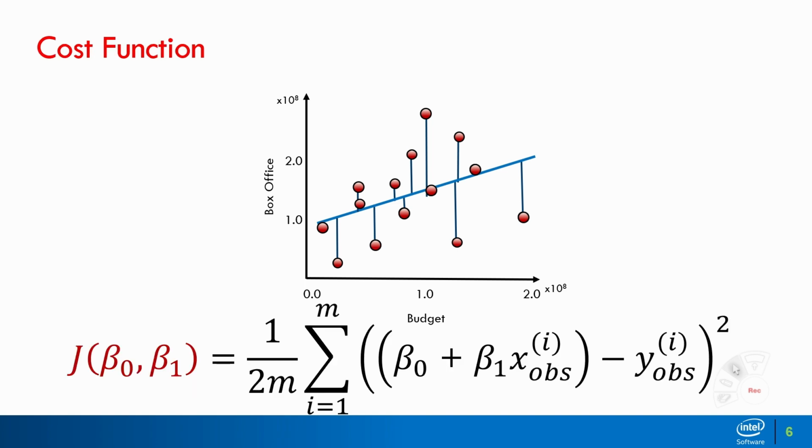The cost function is often written like this, equivalent to the previous function. J is a function of beta 0 and beta 1. In the denominator of the right side, we use 2m instead of m because it is convenient to solve the equation mathematically. We will discuss this part in a later video.